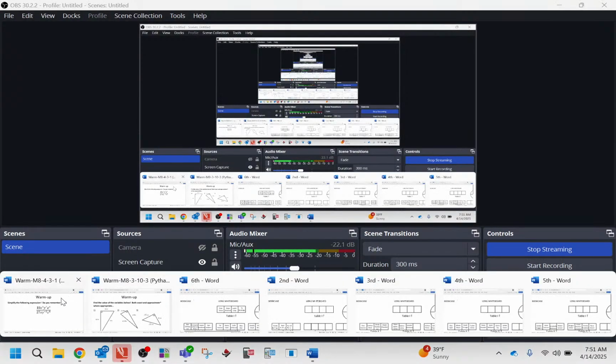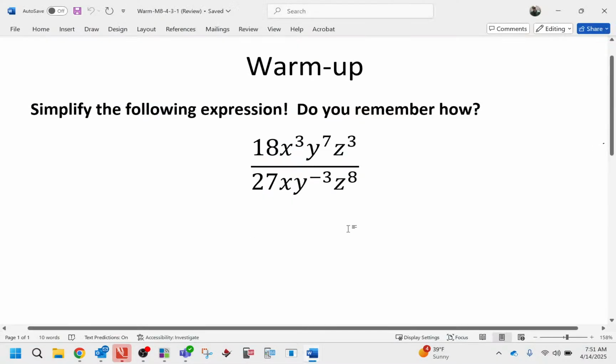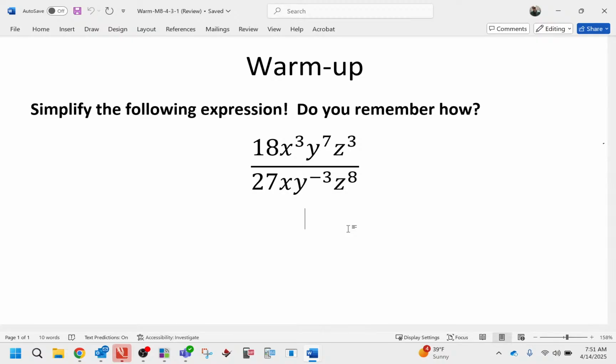There we go. Simplify that expression. Do you remember how? You're going to want to pause the video because we're ready to do it. Let's make it happen. Give that a try. Pause the video, and here we go.